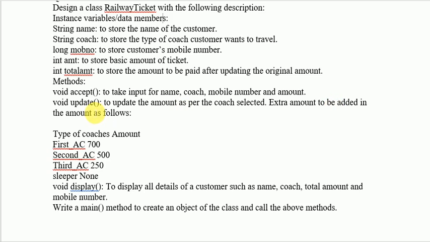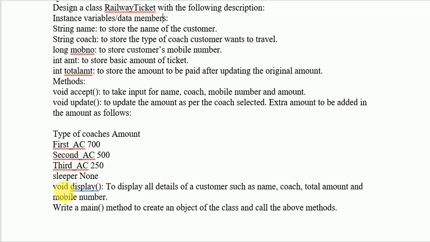What's next? Void update, to update the amount as per the coach selected. Extra amount to be added in the amount as follows. In this method update you will put some logic according to the conditions given. The extra amount has to be added into the amount which you will be taking from the customer, and the extra amount will be as per the coach. If the coach is first AC, extra amount will be 700. If the coach is second AC, extra amount will be 500. In case coach is third AC, extra amount will be 250. In case of sleeper, it will be none.